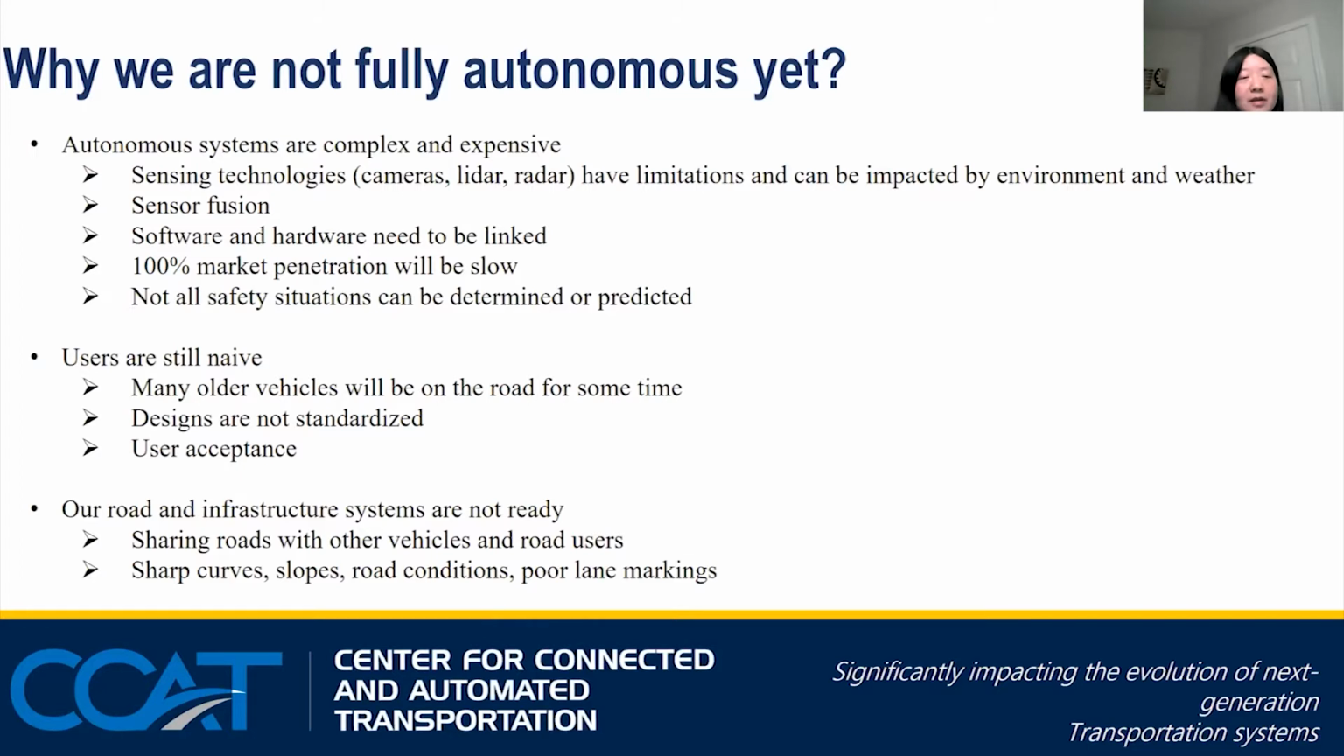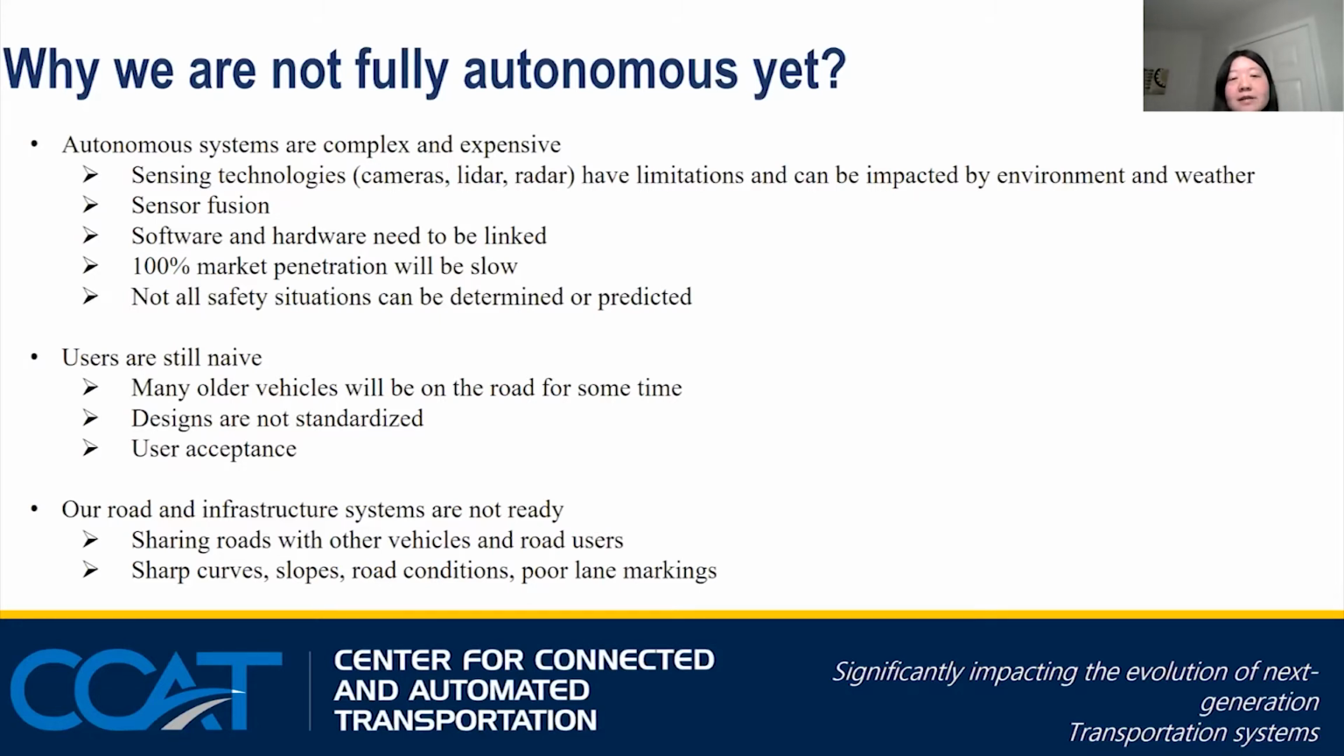The second big part is that the users are still naive. Many old vehicles will still be on the road for quite some time. And even people working in this domain have limited knowledge of what other OEMs are doing. For example, take the adaptive cruise control system. The same system, if you look at different car models across different OEMs, you will find that different OEMs have different names for the same ACC systems.